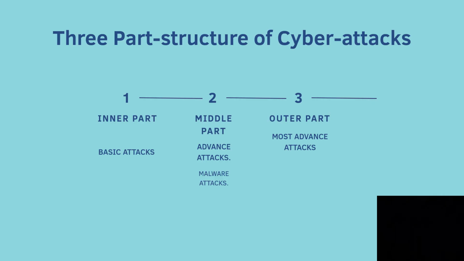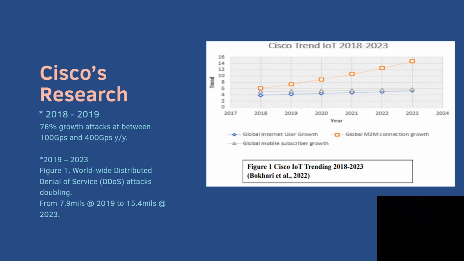There is a three-part structure of cyber attacks that is defined by previous literature reviews. First, the inner part, which refers to basic attacks. Second, the middle part, which refers to advanced attacks such as malware attacks. And then the outer part is the most advanced attack. Based on Cisco research, as you can see from the right side of the chart, from the year 2018 to 2019, there is a 76% growth in attacks between 100 Gbps and 400 Gbps year over year. From 2019 to 2023, worldwide distributed DDoS, denial of service attacks, doubled from 7.9 million to 15.4 million in the year 2023.